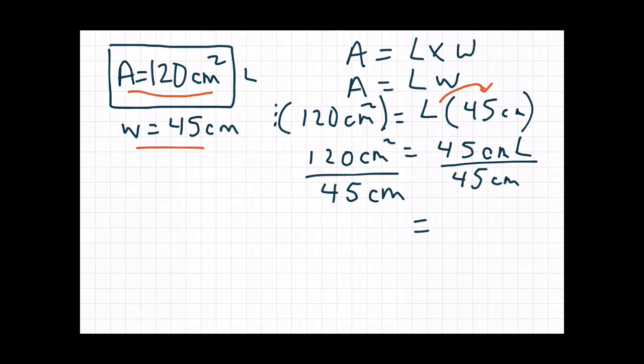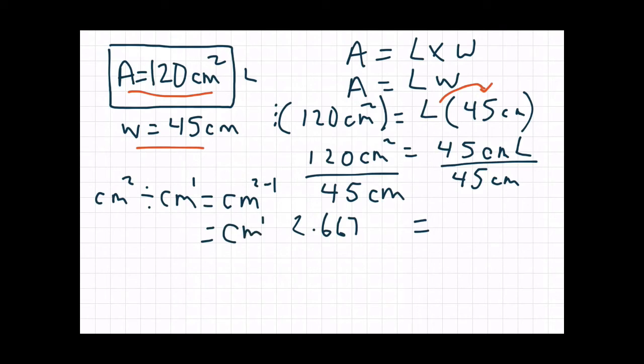So 120 divided by 45 is 2.666. So I'm going to round it to 2.67. Now centimeters squared divided by centimeters. You maybe remember when you have two variables that are the same and with exponents and you're dividing them, that you subtract your exponents. So you get centimeters to the 1. We can also just write that as centimeters. I'll get rid of this now because I'm going to need this space.